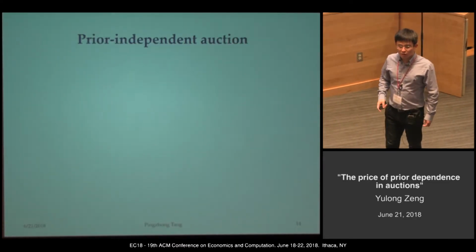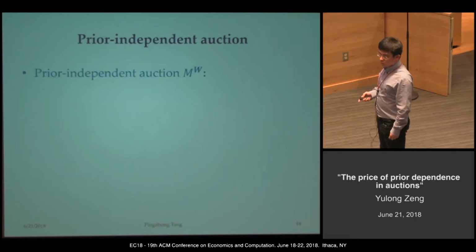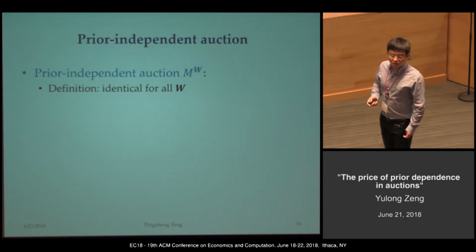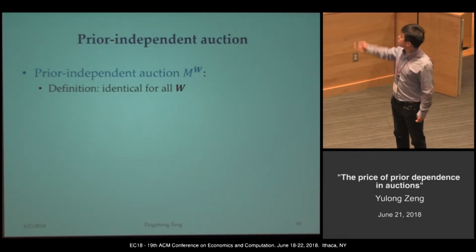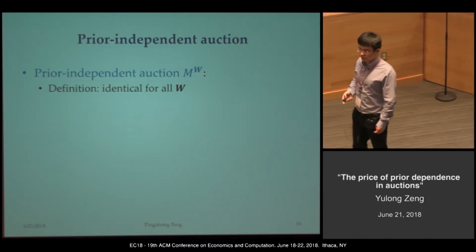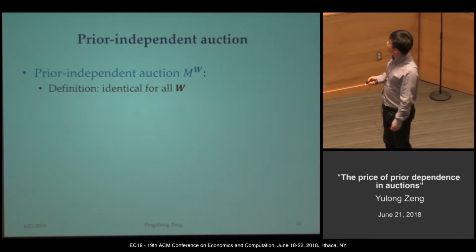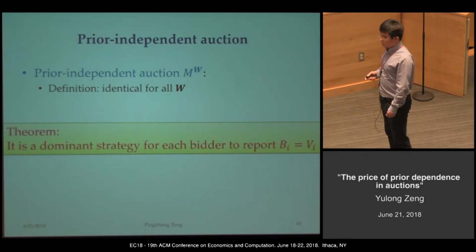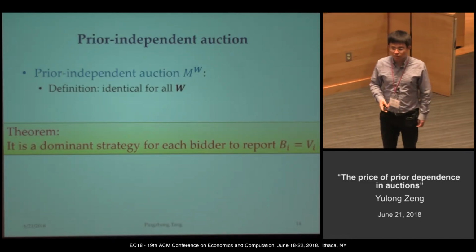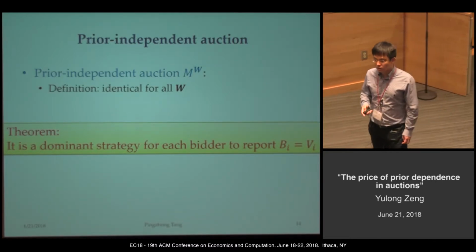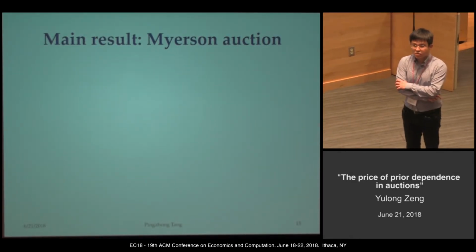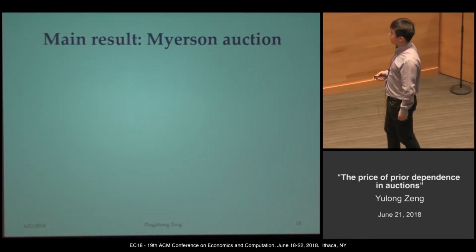Now let's do a quick warm-up. Let's define prior-independent auctions as auctions identical among all priors. So W is the prior, and M is the mechanism. So it's identical among all the priors. For example, the second price auction is a prior-independent auction, and it's a dominant strategy for each bidder to simply bid b_i = v_i. So you cannot fix your distribution in a prior-independent mechanism. Okay? So let's come to the main results. The main results are about the Myerson auction. Okay?